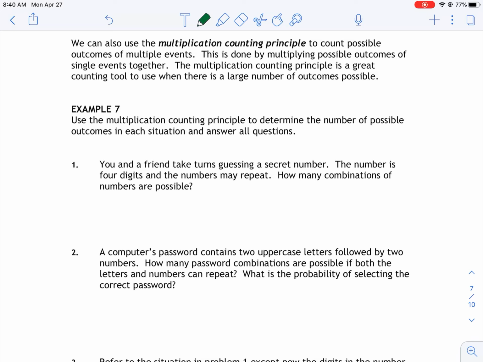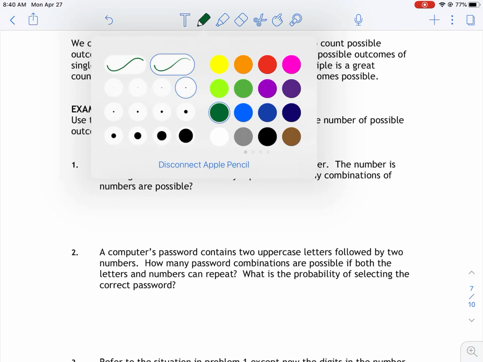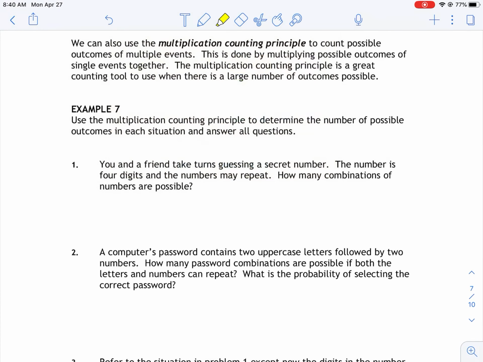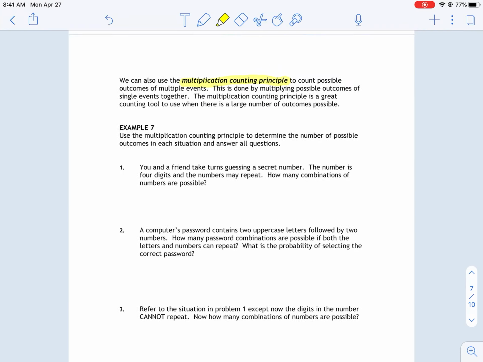Okay, so we're going to start here on page number 7 of the notes, and we're going to talk about an idea called the multiplication counting principle, which is right here. Basically, this allows us to multiply outcomes of single events together, and we don't have to list them by a tree diagram or anything like that. We can just count them by multiplying, and then we can get a total amount of outcomes for a given scenario.